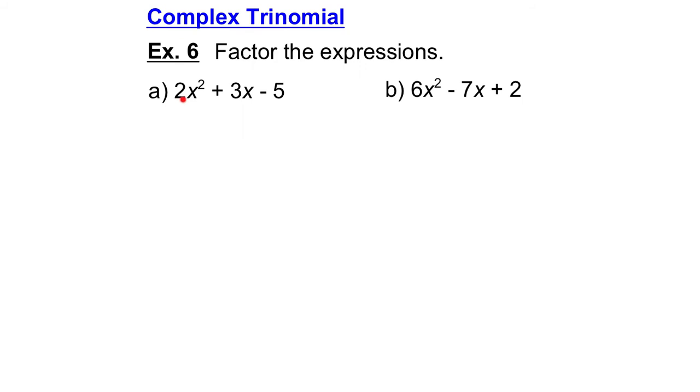Now sometimes you'll have a trinomial with a coefficient in front of the x squared that's not 1, but it's not the greatest common factor. So for this one, 2x squared plus 3x minus 5, 2 is not a greatest common factor. So I can't factor out the 2, so this is not a simple trinomial. We call this a complex trinomial. And the way we factor these is a little more involved.